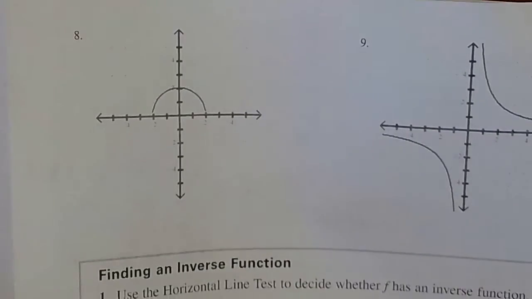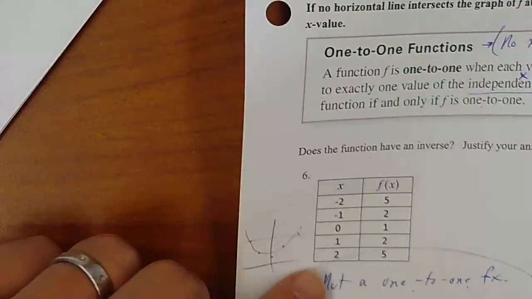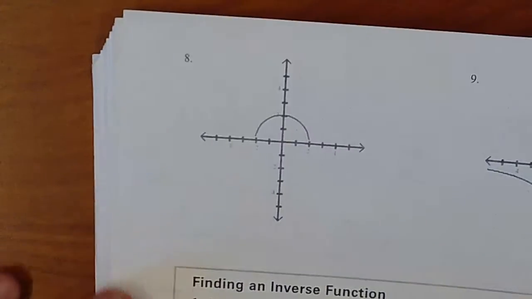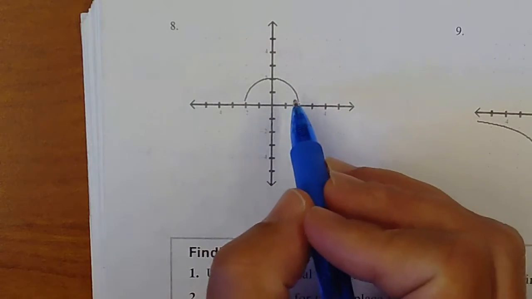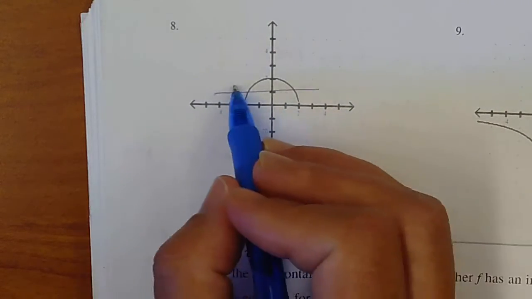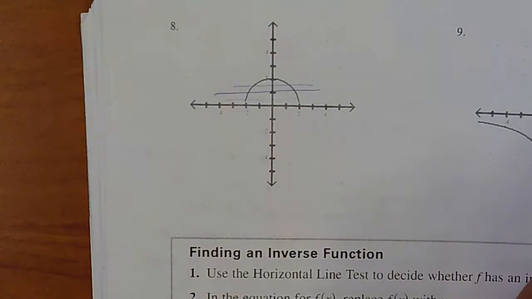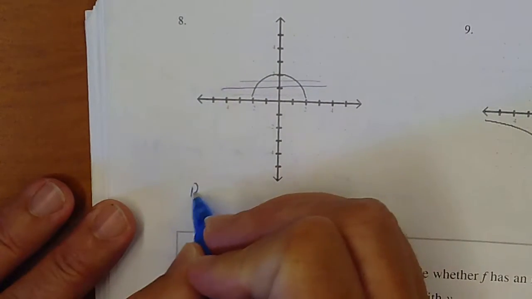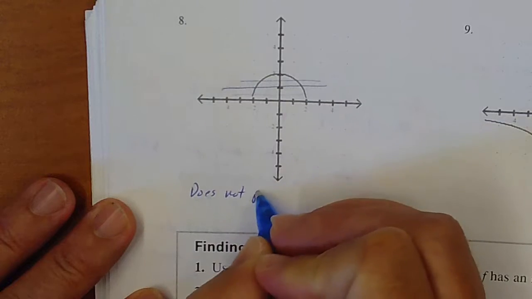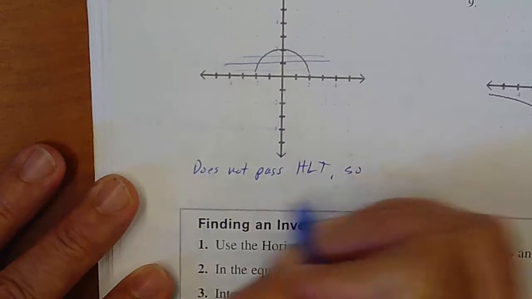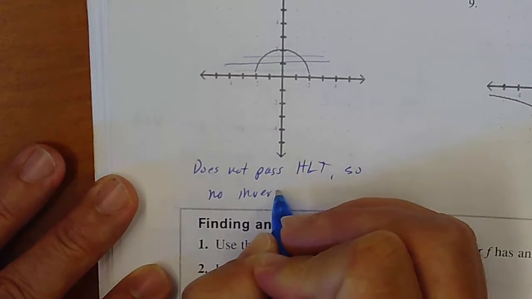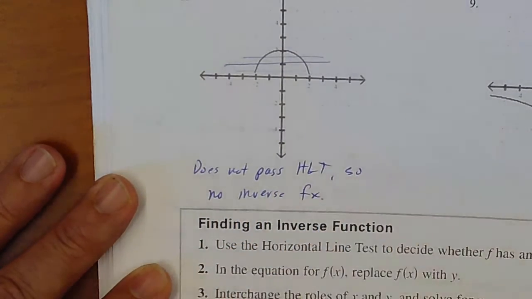All right, and they may present that in a couple different ways. They may give us the table values like we just talked about, and you could just look at it or plot them if you want to, or they may start with a graph, and you just have to use that simple horizontal line test. Pass the vertical line test. This is a function, but it might not have an inverse function if it's not 1 to 1. So horizontal lines can be drawn, right? So you could say does not pass HLT. So no inverse function.